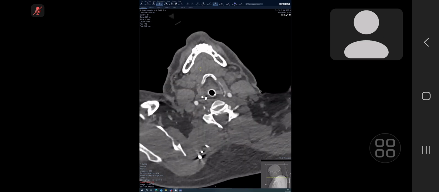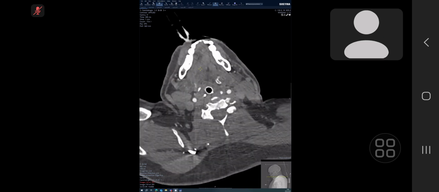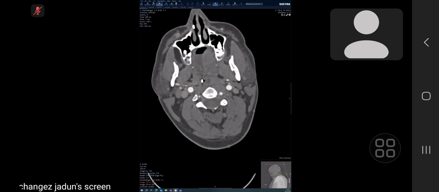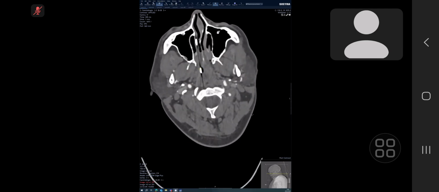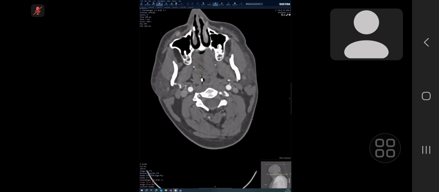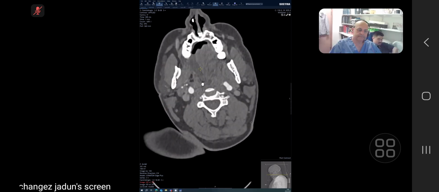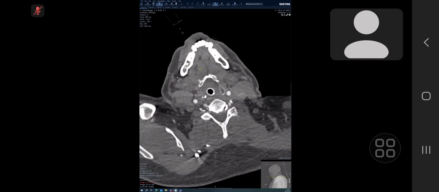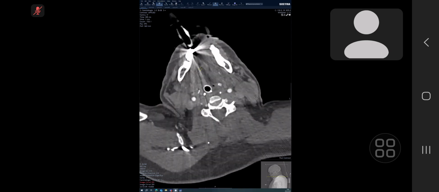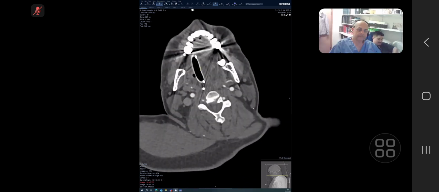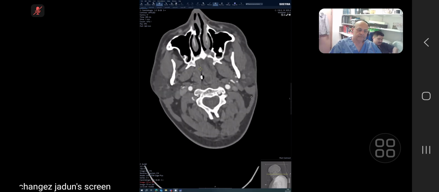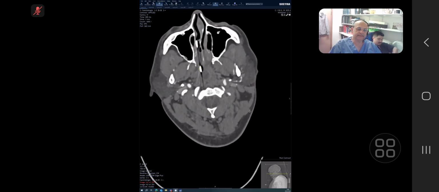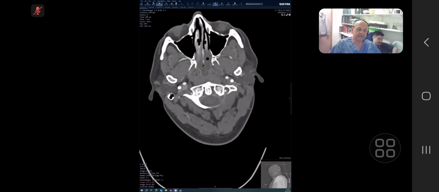Yes, it is normally opacified with contrast at this level. Sir, please slow, backward, backward, backward. Yes, please upward, please. Okay. So what do you see so far? Keep describing so that the audience and myself know what you're looking at.